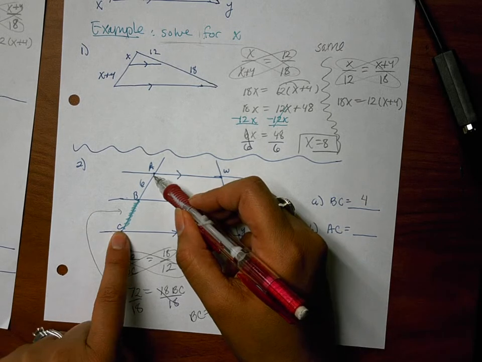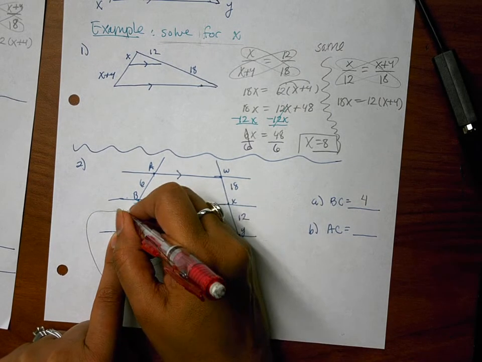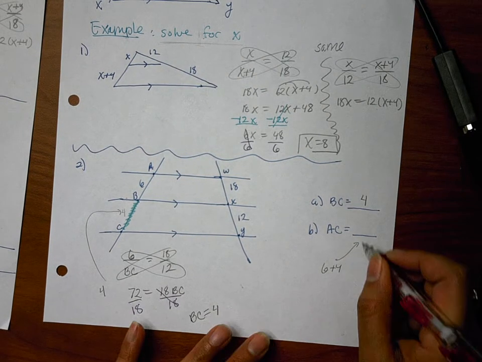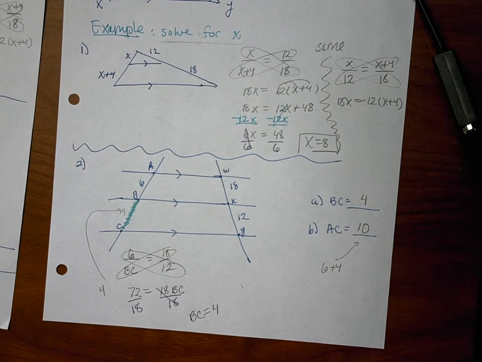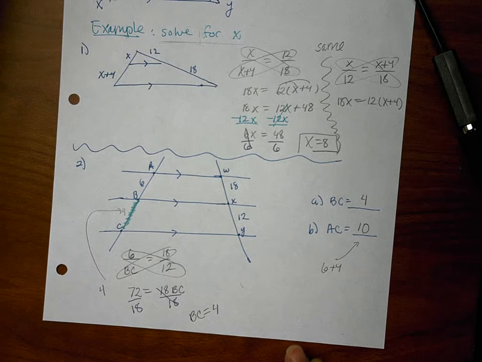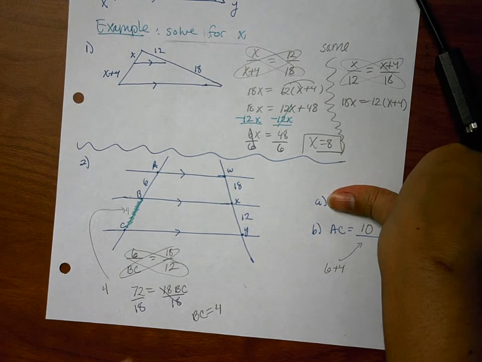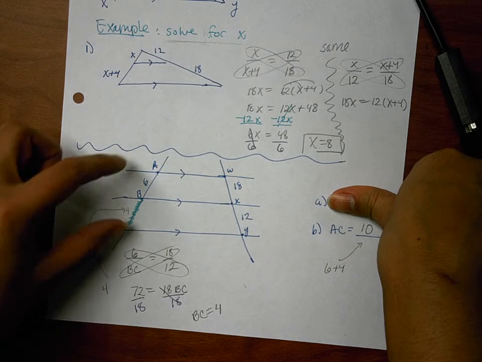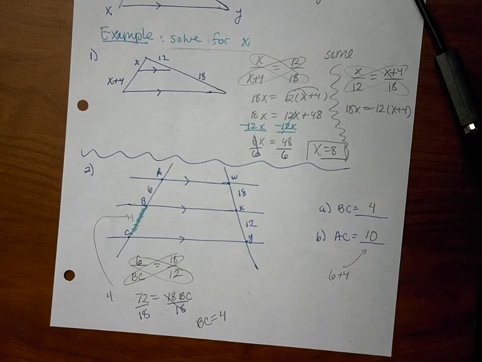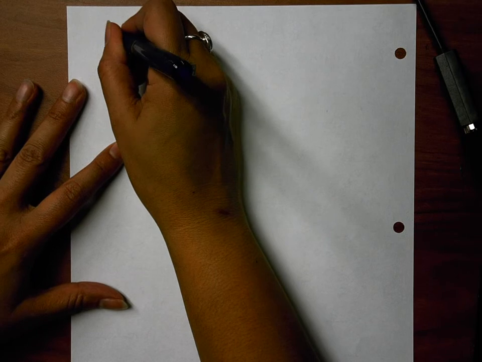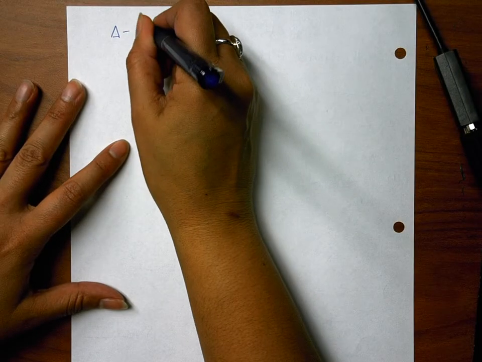Now, they're not just asking for that, they're also asking for AC. Well, if this is 6 and that is 4, how do we find AC? We do 6 plus 4, which is 10. And they will ask you questions like that on the test. They might not even ask for BC, they'll go straight to ask for AC. So you have to solve it first, find the 4, add it to the 6, and 10 is your final answer. All right, next piece is called the triangle angle bisector theorem.